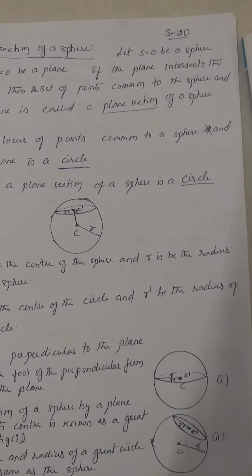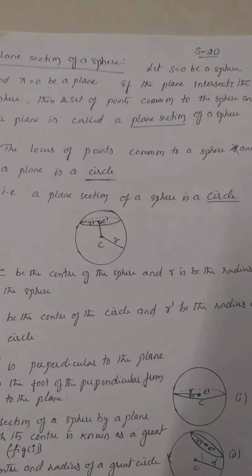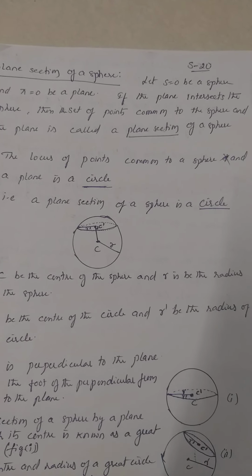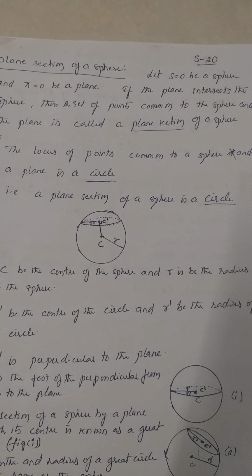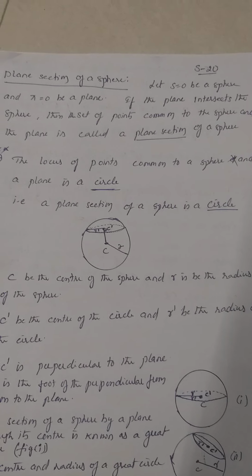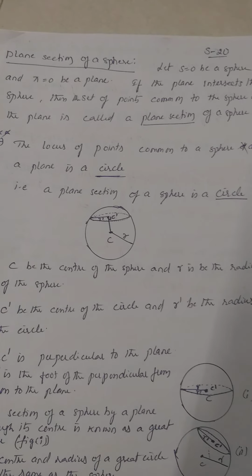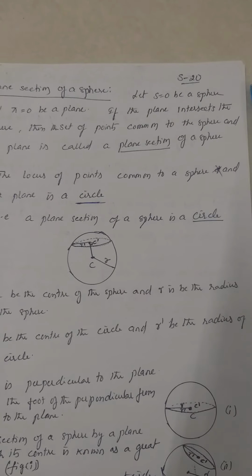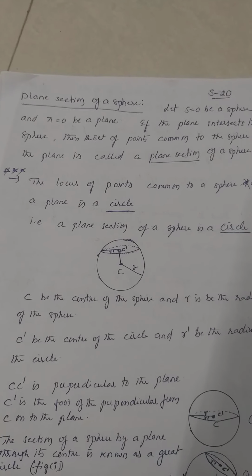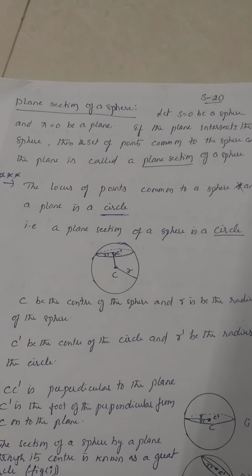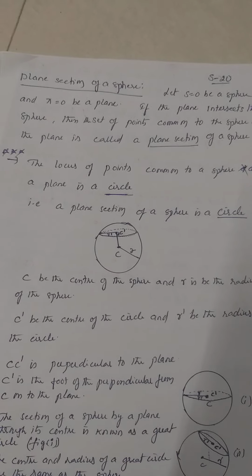Very, very important concept. I have already explained the plane section of a sphere. The plane section of a sphere is a circle, right? If a plane cuts or intersects the sphere, that common portion is a circle. Remember that one. If the plane passes through the center of the sphere, then the common portion is a circle, and that circle is called a great circle, right?